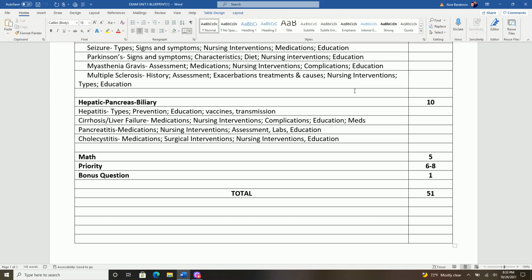So it's basically eating itself, okay? So the thing I want you to look at is labs. What labs correlate with pancreatitis? So you're going to have an increase of amylase and an increase of lipase. Those are going to be your pancreatic enzymes.